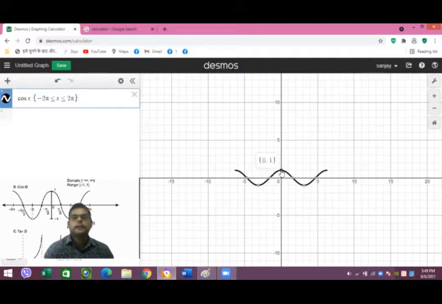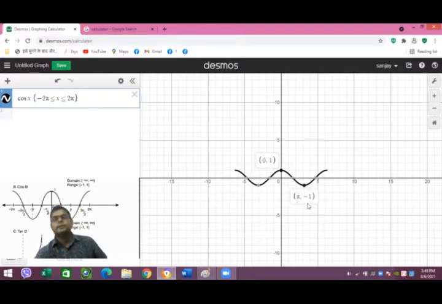Here you can see that the maximum value of the cosine occurs at x equals 0, that is 1, and the minimum value occurs at x equal to pi, that is -1. So the amplitude for cos x is 1 over here. All right. And what about the period? So let me make this unlimited.